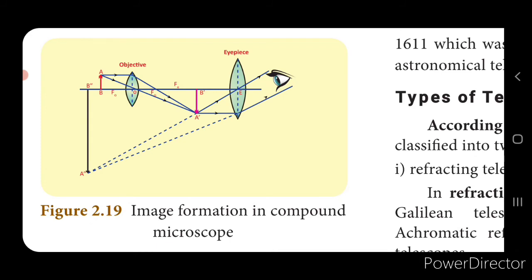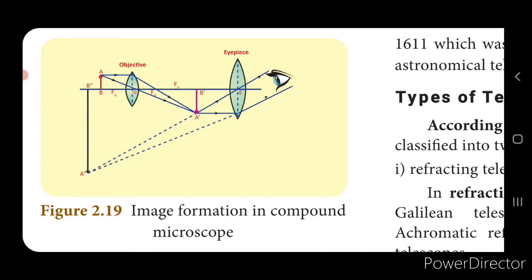Now while drawing the ray diagram, see to that you write all the details like A, B, that is the object, A dash, B dash is the first image that is formed, and A double dash and B double dash is the final image that is formed, and the eyepiece and the objective piece, and all the details like F1, F2 has to be written, that is the focal length on either side of the lens should be marked correctly, right? Now if all the details are missing, then you will not get marks for the ray diagram.